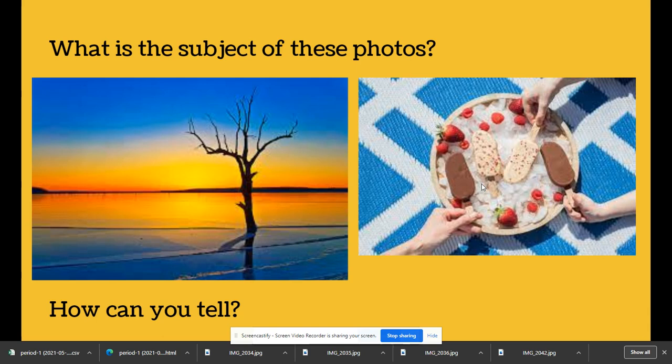Take a look at the second picture. What do you think? Annika said the ice cream. Anybody agree with ice cream? I agree with ice cream. I agree. Kaylee said yes, the ice cream. Me too. I say ice cream.